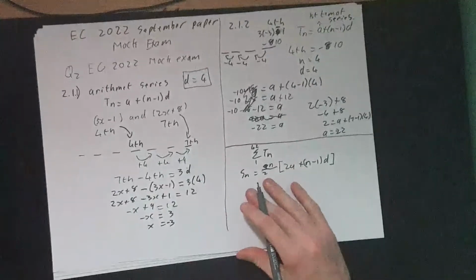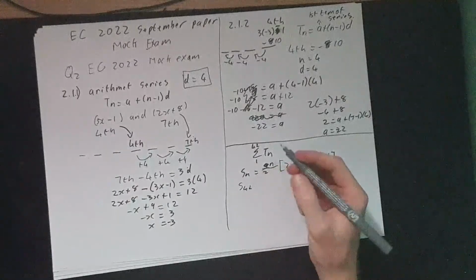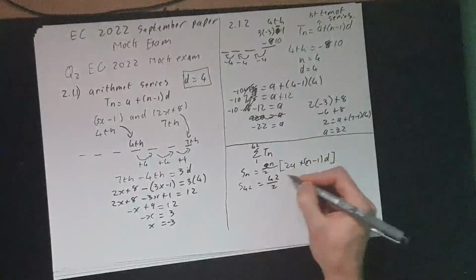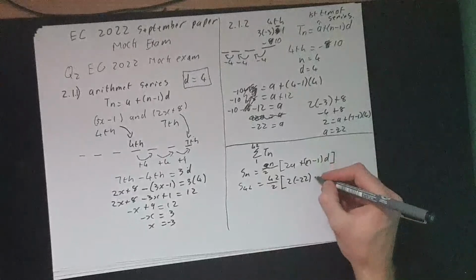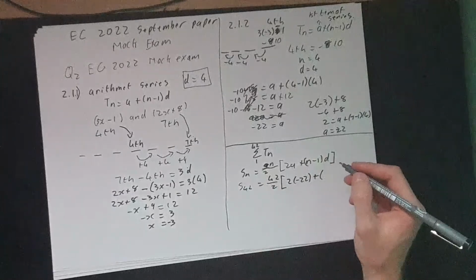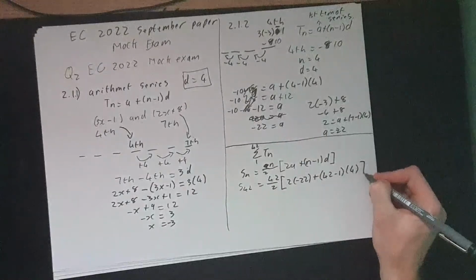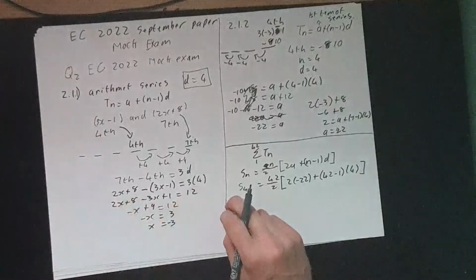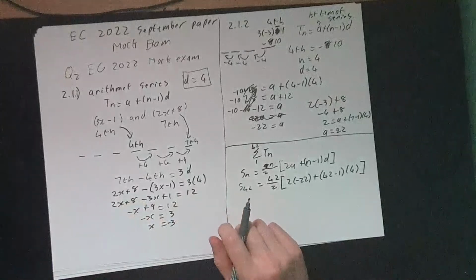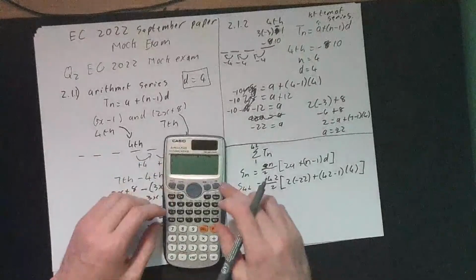Now we want the sum of the first 42 terms. So what's it going to equal? 42 divided by 2, times 2 times your first term, which is negative 22, plus N, in this case 42, minus 1, times your common difference, which is 4. And you then plug that into your calculator, the thing that I don't have right now for some unexplainable reason. Let me check. I checked. Yes, so we plug that into our calculator.